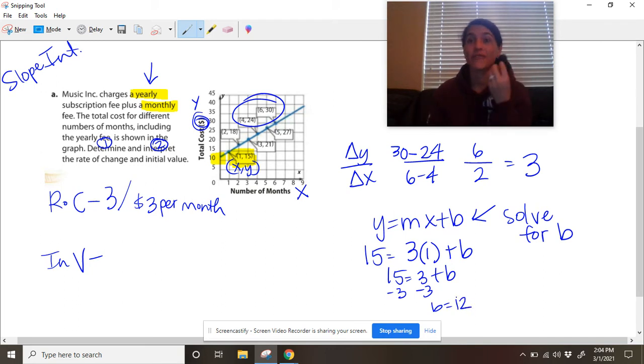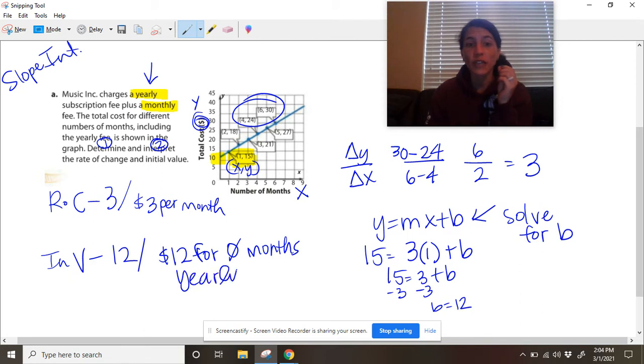That is the initial value. That's the y-intercept. They all are the same thing. So I've determined it. The initial value is 12. Now I need to interpret it, which means I just need to put words with it. What does this mean? In this case, it means it cost $12 for 0 months, or it's the yearly fee. It's the yearly fee. And I got that from the problem. It told me it was the yearly fee.